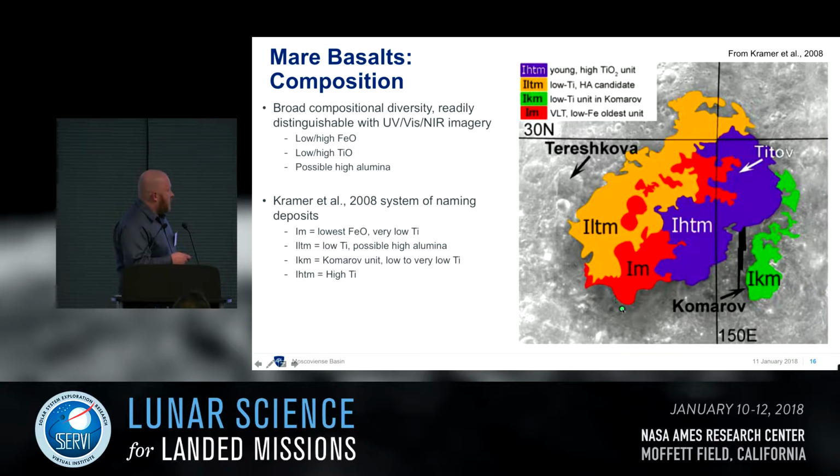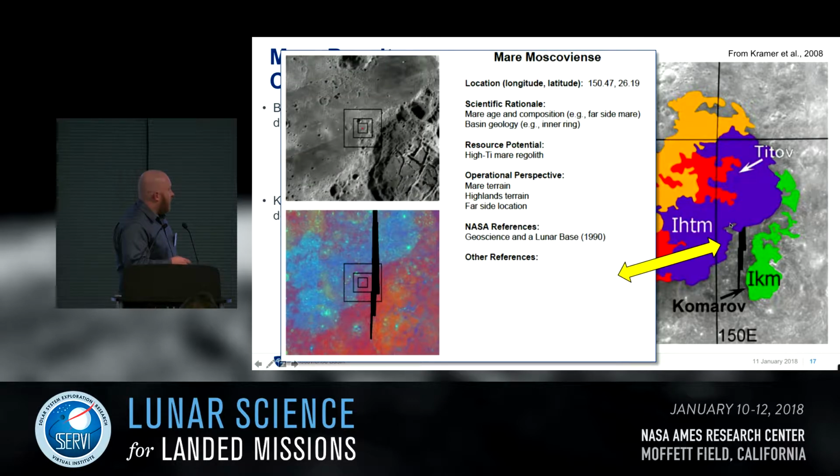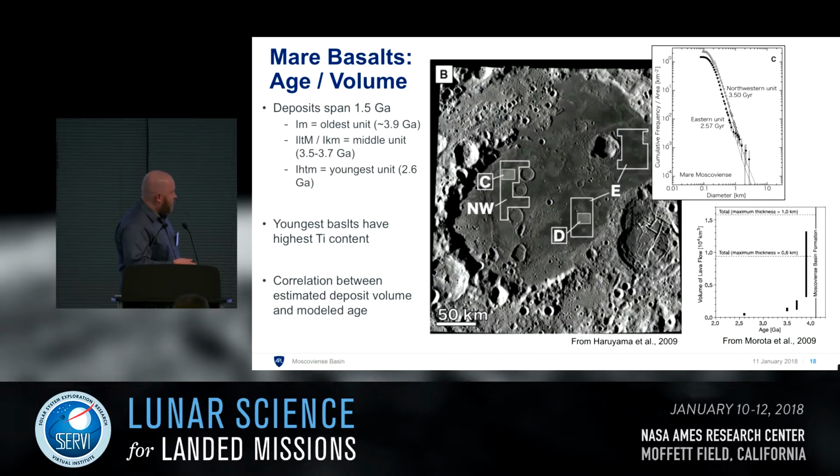This is the oldest unit, the red unit here. The middle-aged units would be this orange unit and the green unit, and the youngest unit would be the purple unit, which corresponds with the highest titanium abundances. Now, for the constellation site, it was chosen to go to the site right here at the edge of the basin floor material and the high titanium basalts, potentially for ISRU possibilities.